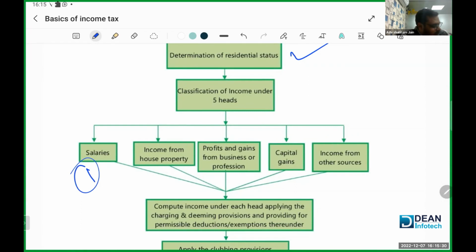The second head is income from house property. If you are earning any income from house rent or any income from house property, if you own a house property and you are getting any kind of income from that, it will come under this head, income from house property. The third type of head is profit and gains from business and profession.